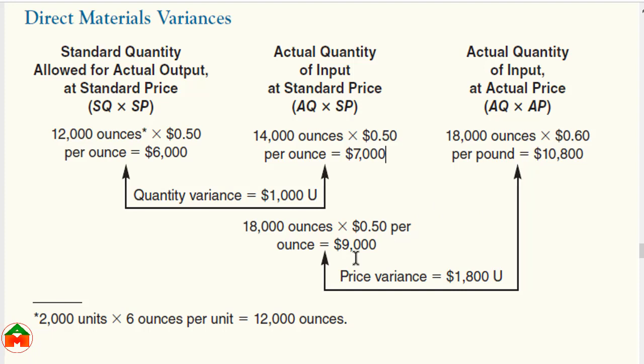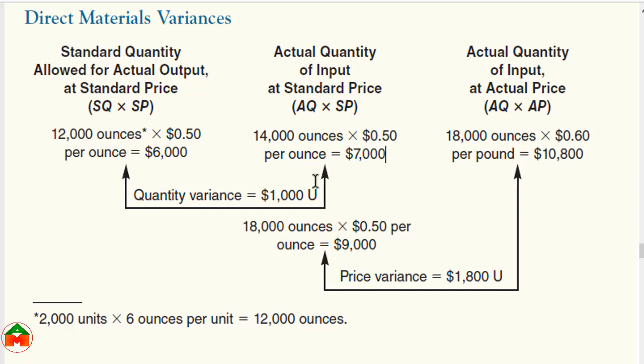So here the standard cost is 9,000. That means cost should be 9,000, but actually the cost is 10,800. So there is a higher cost, so this is unfavorable. Here you can see this is 6,000, this is standard, and this is the actual. The cost should be 6,000, but actually it was 7,000. So there is also an unfavorable condition.